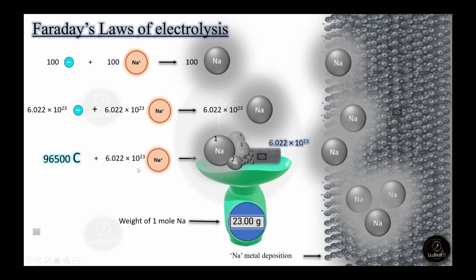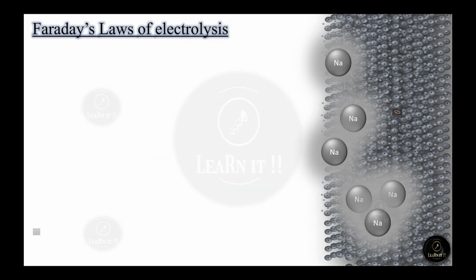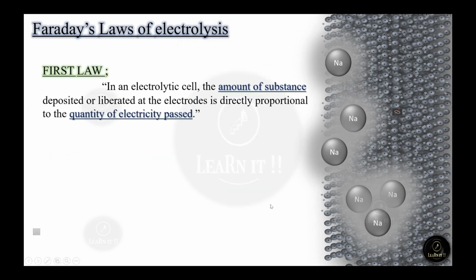If we provide double the charge of 96,500 coulombs, then we get double the amount of sodium. If we provide 3 times 96,500 coulombs of charge, then we get 3 moles. It means we get 23 × 3, that is 69 grams of sodium deposited on the electrode. So with this knowledge, we are going to look at the statement of the first law of electrolysis.